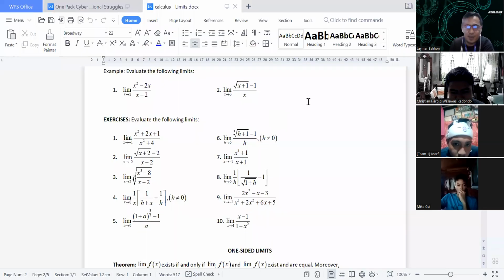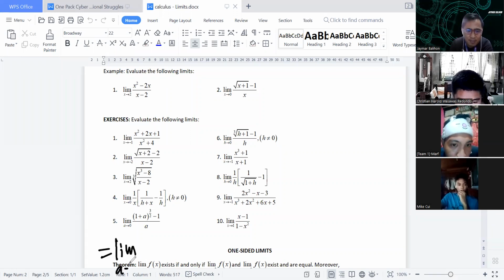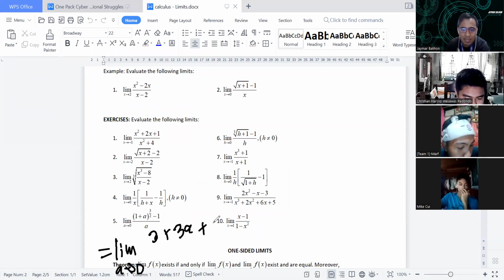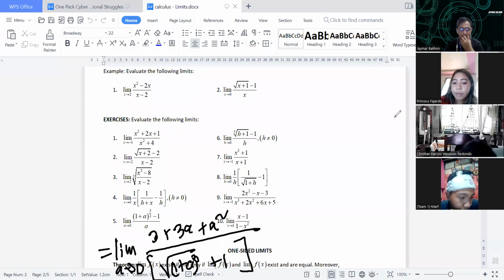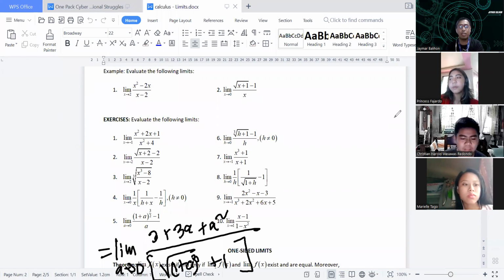What was the function left earlier? I forgot, I erased it. This is the limit of 3 plus 3a plus a squared, over the square root of 1 plus a cube, plus 1. Yes, plus 1, because it is the conjugate.